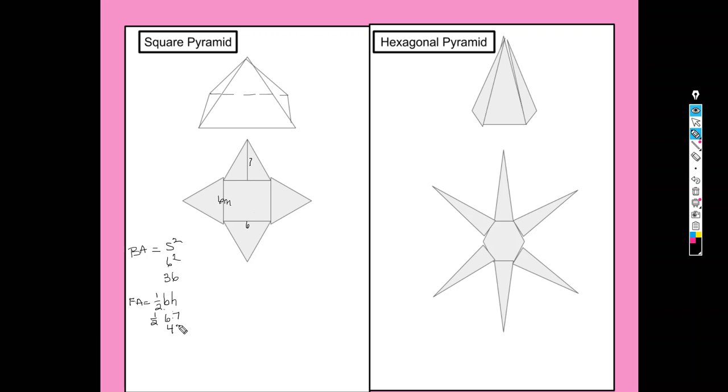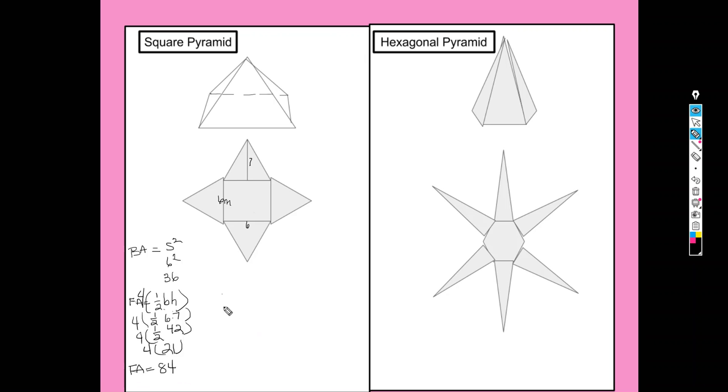That would be 42. Half of 42 would give me 21. And remember, there are 4, right? So let's put a 4 out here. We would have carried that down with us all the way. 4, 4, and 4, which gives us a face area of 84.